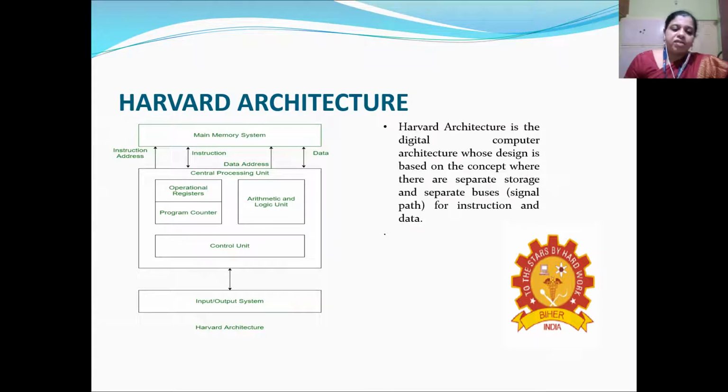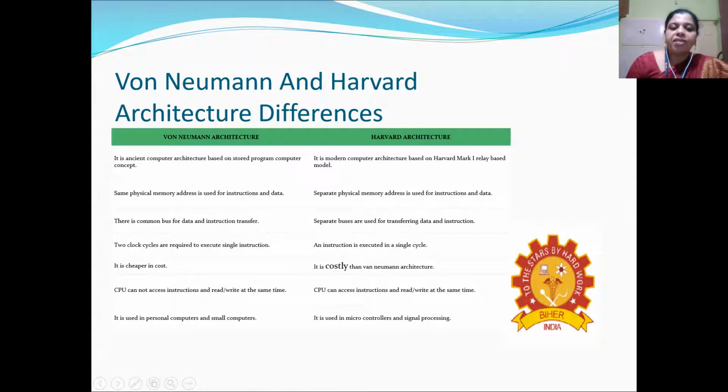And we have this CPU, in which we'll have the registers, program counter, ALU and control unit. The remaining part is going to be the same in Harvard and von Neumann. The difference lies in the memory system. So now we'll summarize the difference between von Neumann architecture and Harvard architecture.